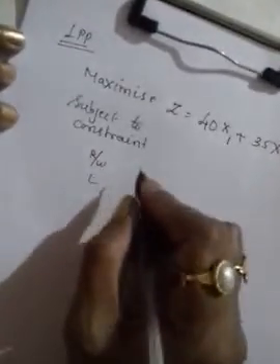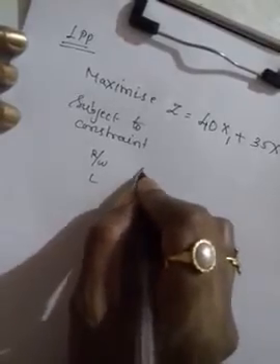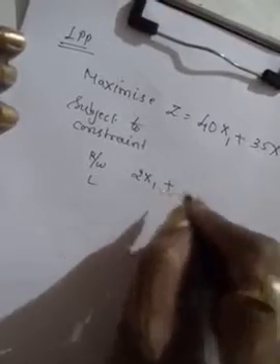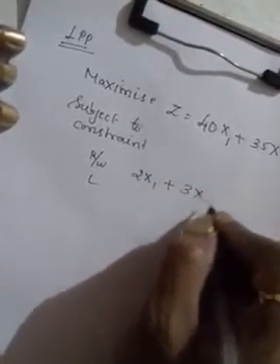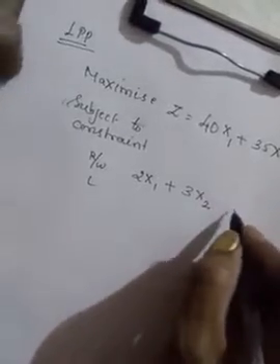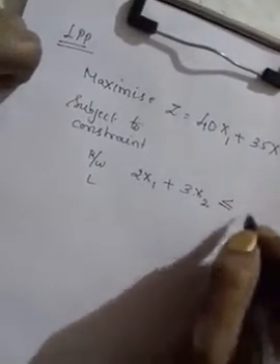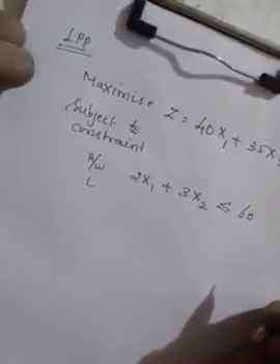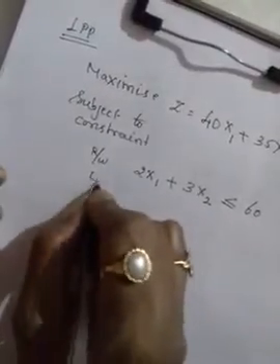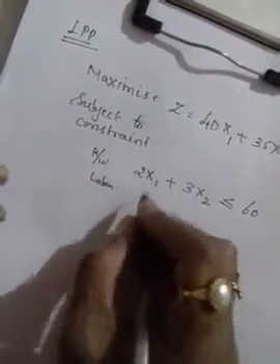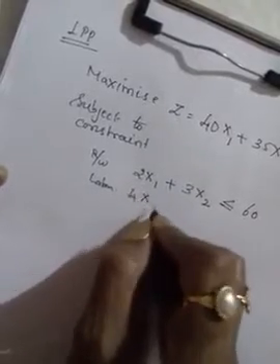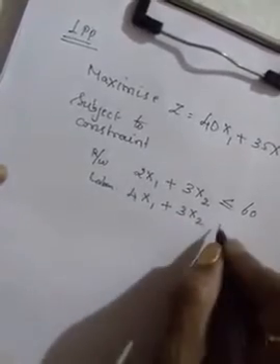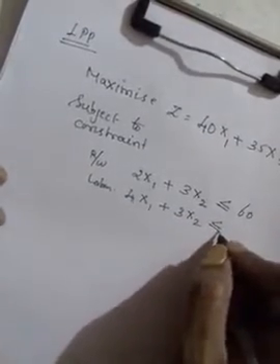So raw material for product A, they said 2 X1, 2 kg, and for product B, 3 X2. Okay, how much raw material is available? Only 60 kg. Okay, so you have to write less than or equal to 60 kg. Second, for labor hour. Okay, labor hour to do product A 4 hours is required and to do product B 3 hours is required. Okay, and how many labor hours maximum is available?